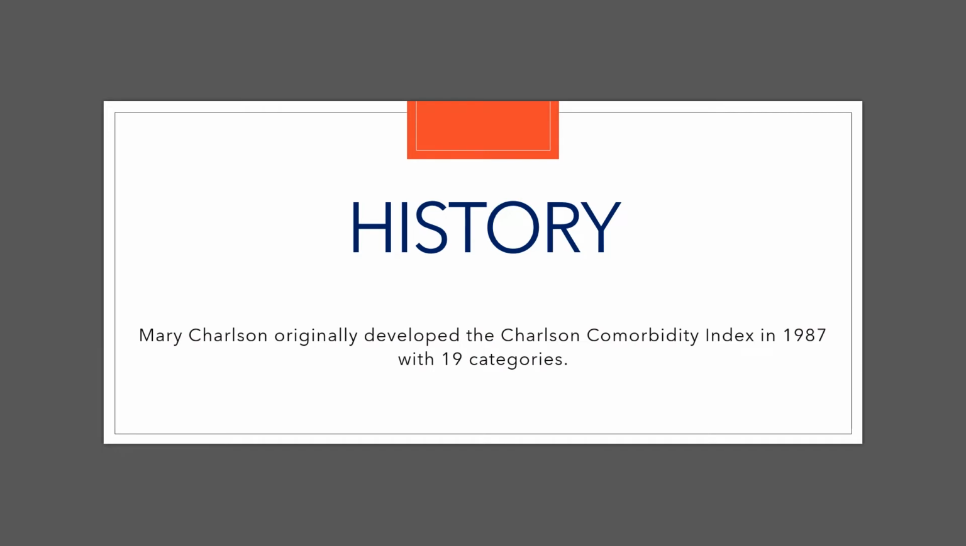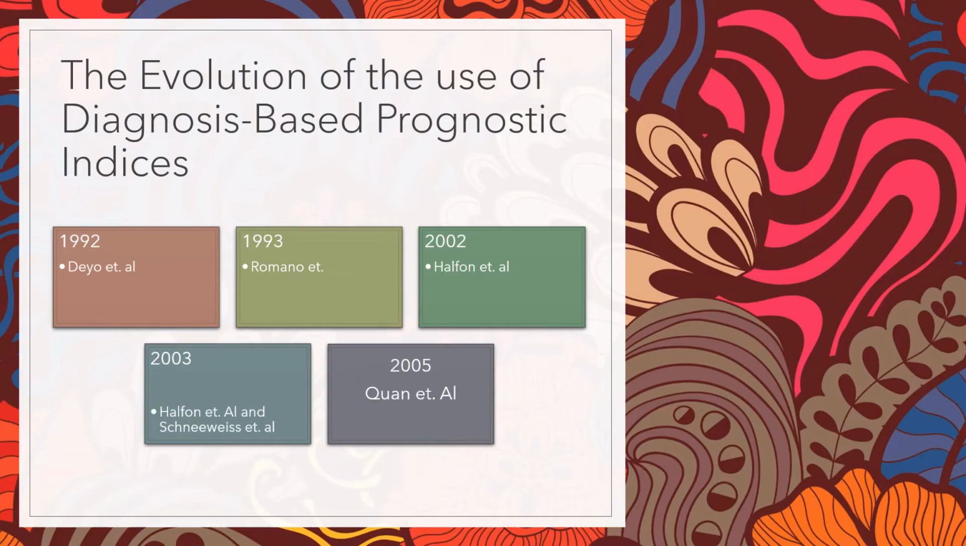How did it start? The Charleson Comorbidity Index was named after Mary Charleson, who originally developed it in 1987 with 19 categories. Throughout the years, the use of diagnosis-based prognosis indices has seen some evolutions. Following Charleson's work, Richard Deyo added some modification in 1992 with 17 categories.